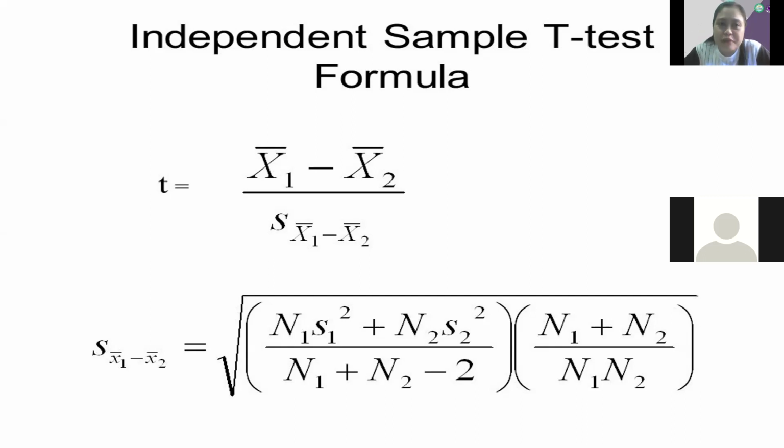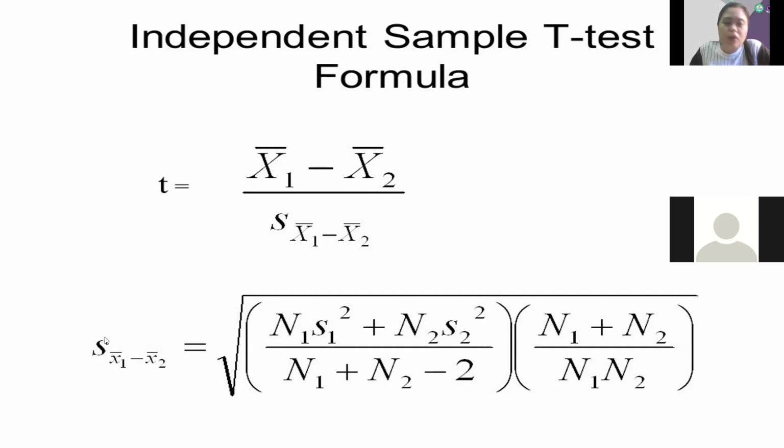Look at the formula here. For the Ttest alone, and we also have the Ztest, we have two formulas there. For the Ttest, this is our formula: x1 minus x2 divided by S sub x1 minus x2. And where does this S sub x1 minus x2 come from?